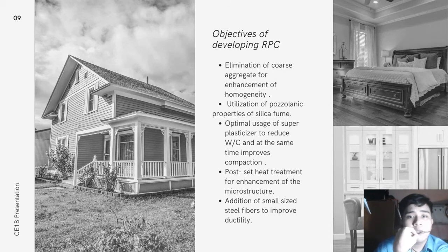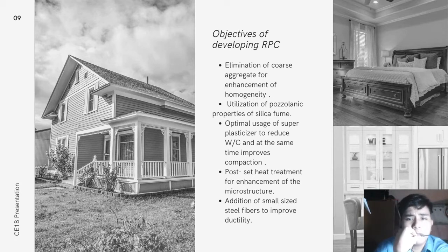The objectives of developing reactive powder concrete. First, elimination of coarse aggregate, or what we call gravel, for enhancement of its homogeneity. They will use other substitutes, chemical admixtures, and mineral components to make the concrete more ductile and strong. Next, utilization of pozzolanic properties of silica fume. Silica fume is a byproduct of silicon metal.